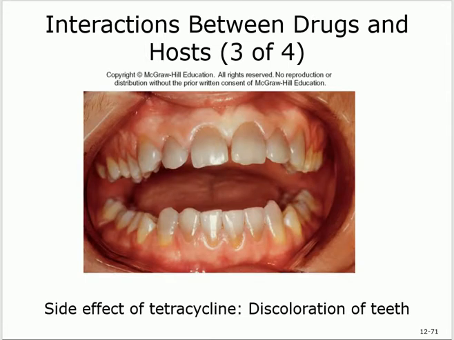Another side effect is the discoloration of the teeth, tetracycline. That's why you should never give tetracycline to children with growing teeth. It will mix with the teeth and it's going to discolor them. This is something that's well known for tetracycline.